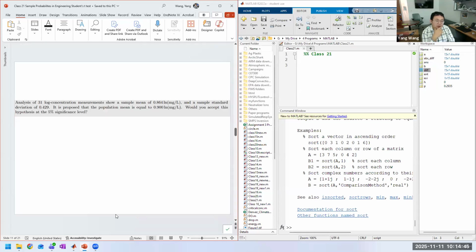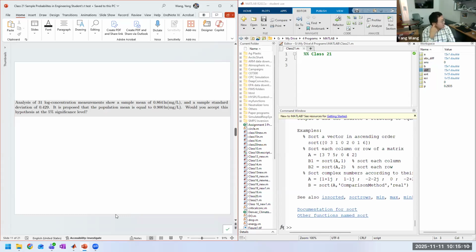Analysis of 31 log concentration measurements. We're talking about a log normal distribution, so if we take the log, then they satisfy the normal distribution, right? They show a sample mean of 0.864 and a sample standard deviation of 0.42. It is proposed that the population mean is equal to 0.9. Right? So would you accept this hypothesis at 5% significance level?